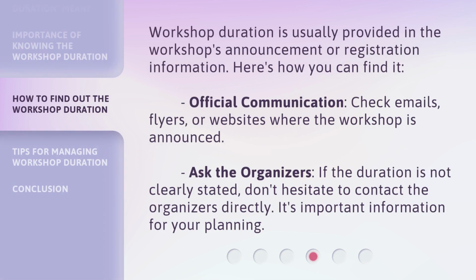Workshop duration is usually provided in the workshop's announcement or registration information. Here's how you can find it. Official communication. Check emails, flyers, or websites where the workshop is announced. Ask the organizers. If the duration is not clearly stated, don't hesitate to contact the organizers directly. It's important information for your planning.